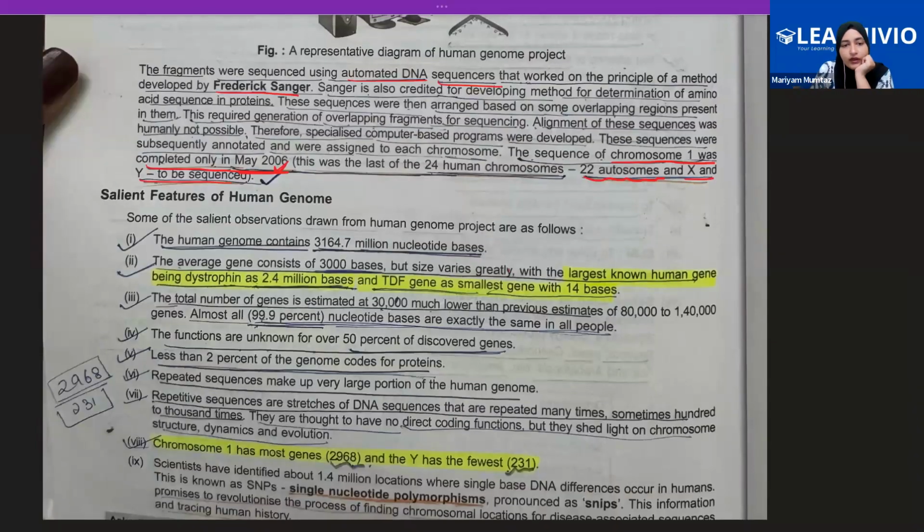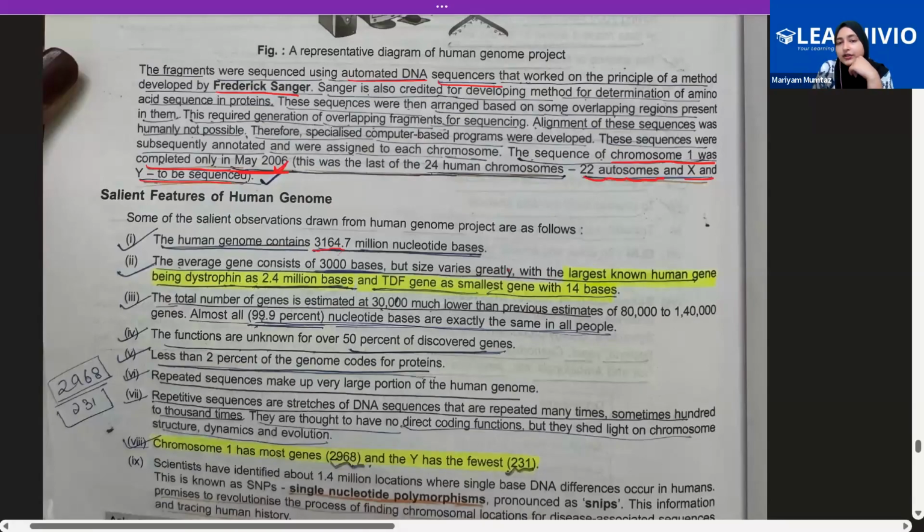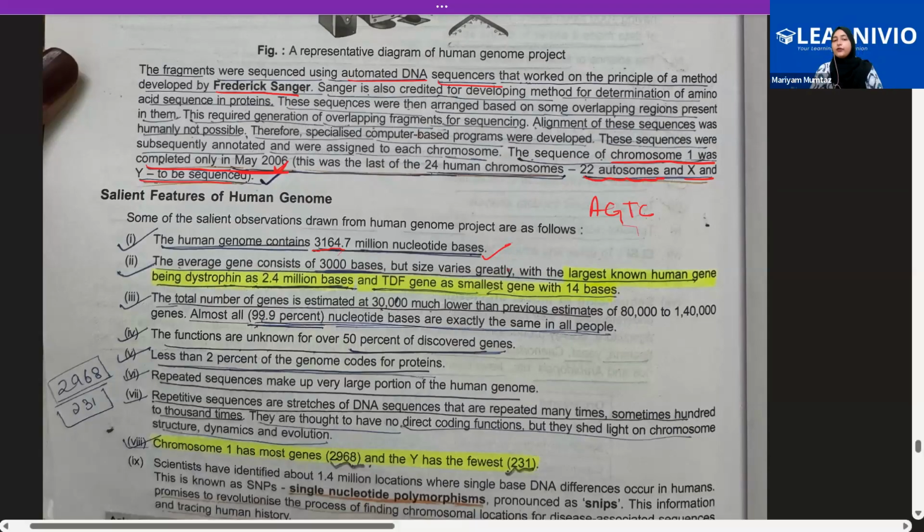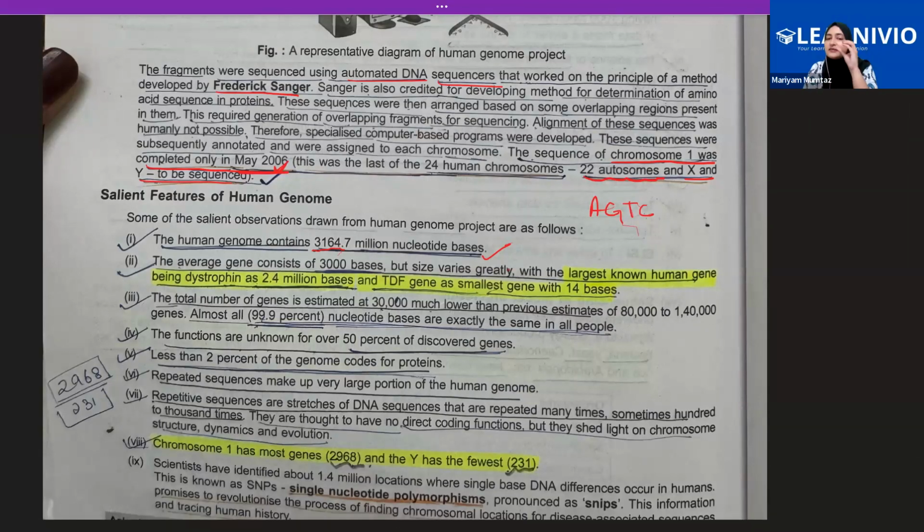So first of all, the human genome consists of 3,164.7 million nucleotide bases, meaning those adenine, guanine, thymine, cytosine, these are that many in the human genome. The average gene consists of 3,000 bases, okay, but the size varies greatly. The largest gene is dystrophin, which has 2.4 million bases, and the TDF gene is the smallest gene, which only has 14 bases, and that's it. This was the information that was found after the Human Genome Project was done.